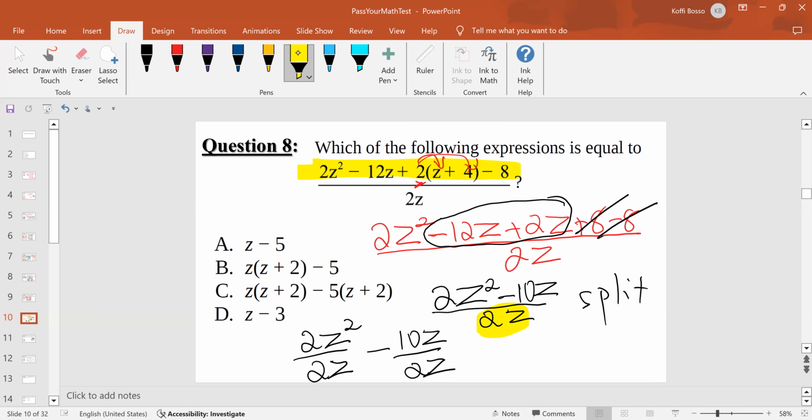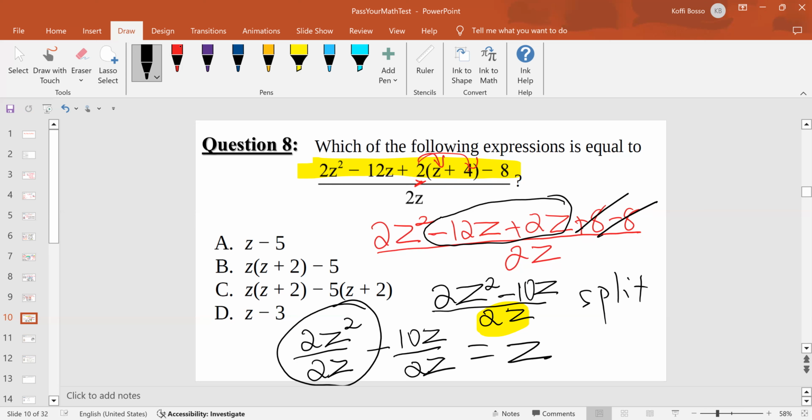Now, what is 2z squared divided by 2z? That gives you z, because 2z squared means 2 times z times z. So minus, what is 10z divided by 2z? That gives you 5. So the correct choice here is z minus 5.